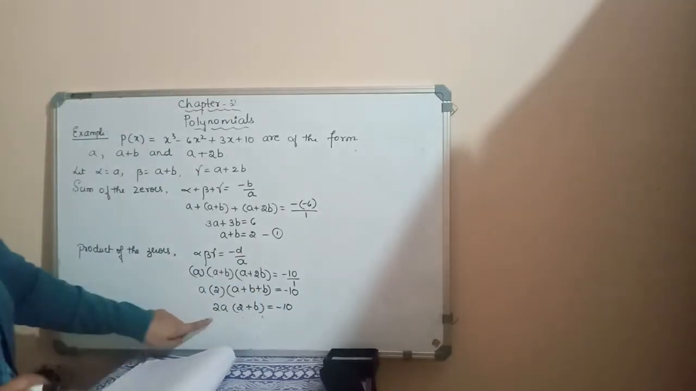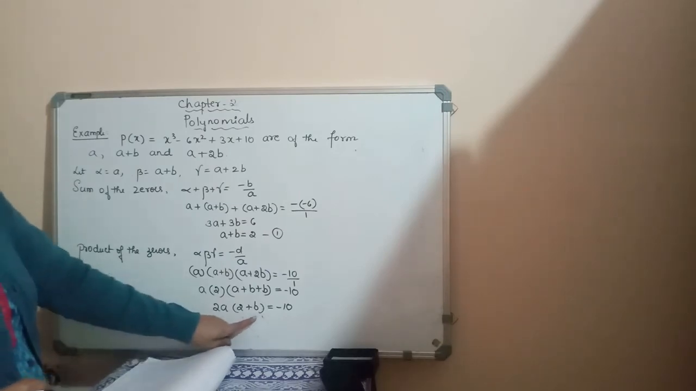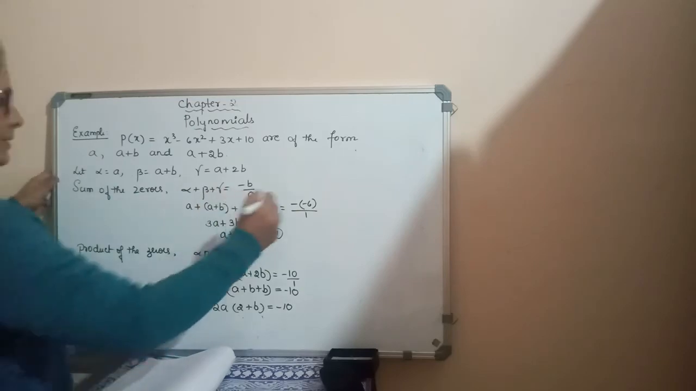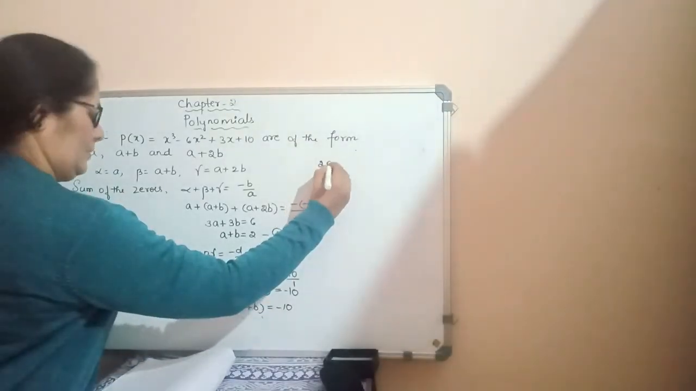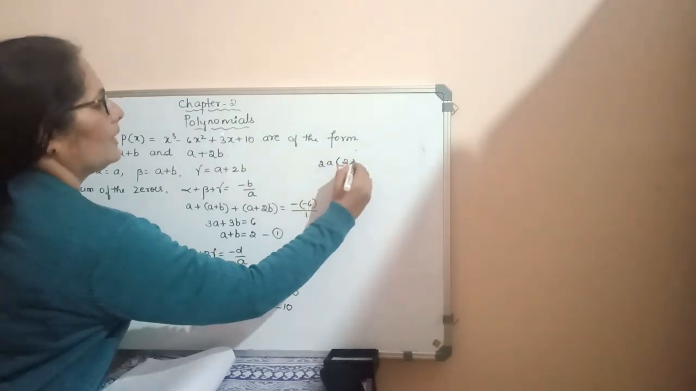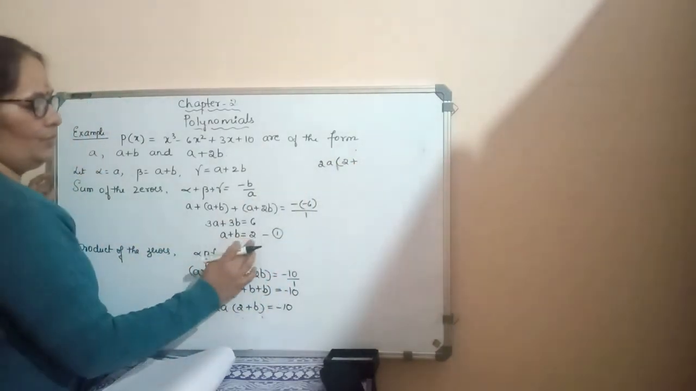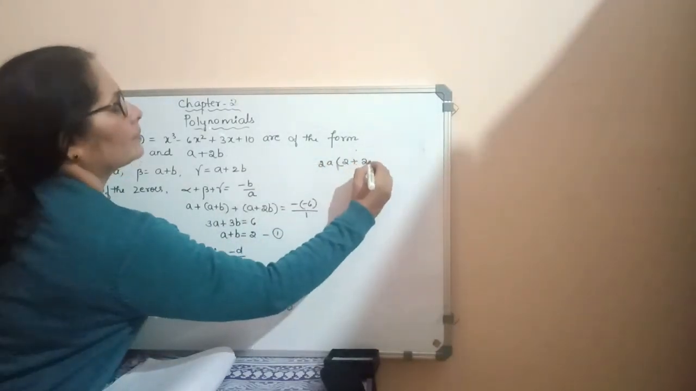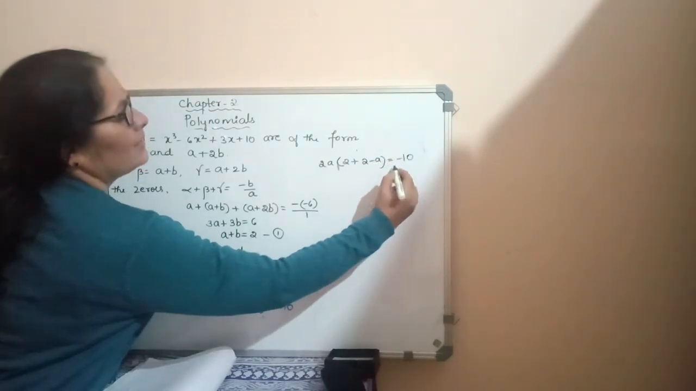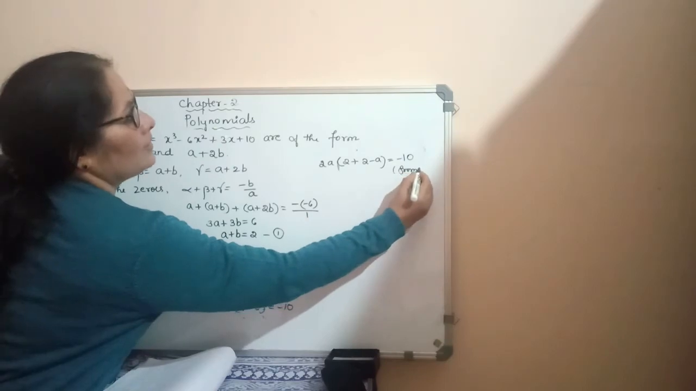Now simplify. Now b is what? b is 2 minus a. So 2a into the bracket 2 plus, what is b? 2 minus a, equals minus 10. This is from equation 1.